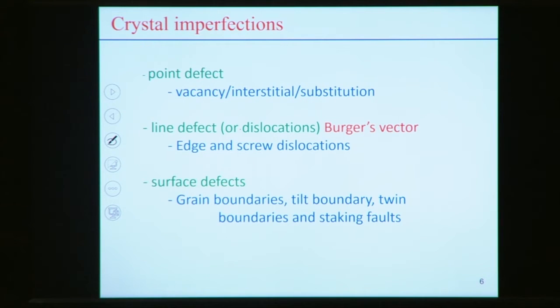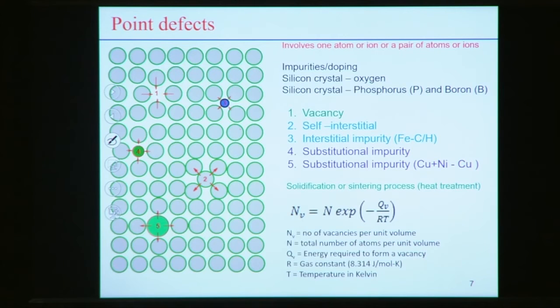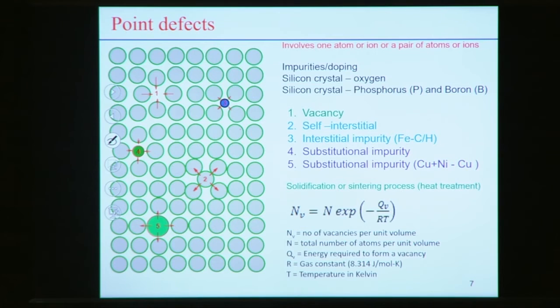First we look into the point defect and the existence of the point defect within the regular arrangement of the atoms of a single crystal structure. Point defects involve one atom or ion, or a pair of atoms or ions. Normally, if we look into a silicon crystal, the normal impurity in the silicon crystal is oxygen.